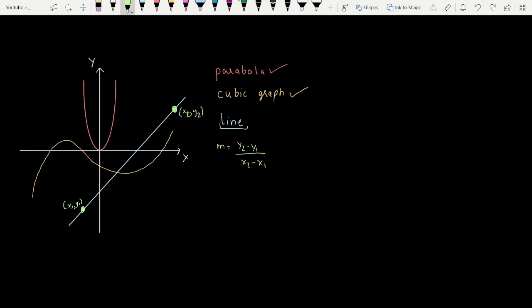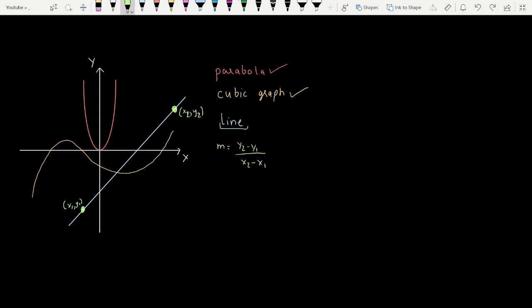In the same way, if I look at the cubic graph or the cubic curve, this point is going to have a different gradient, this point is going to have a different gradient, this one is going to have a different gradient, and so all of the points on this cubic graph are going to have different gradients. With lines, we have this edge that the gradient is the same for all of the points. For curves, we don't have that.